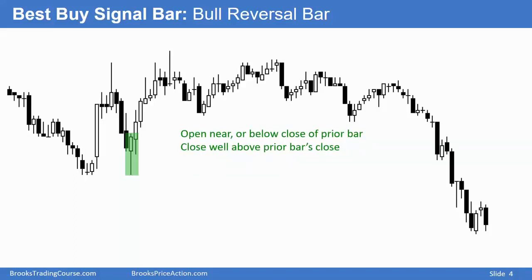A trader sees that bar. He sees the context, a double bottom, major trend reversal. He places a buy stop to go long above the high of the buy signal bar, and he gets filled on the next bar as it goes above the high of the signal bar.